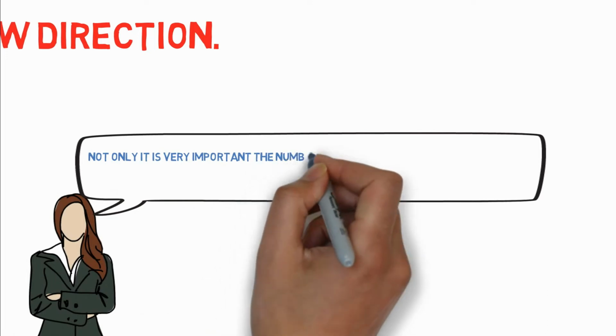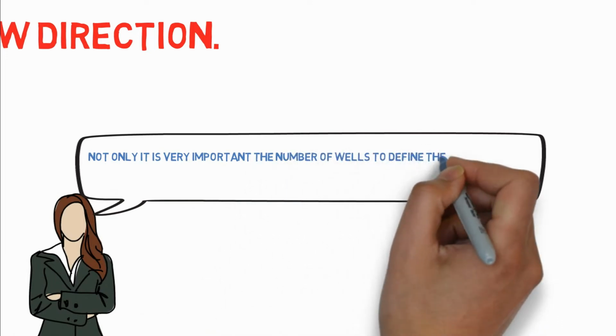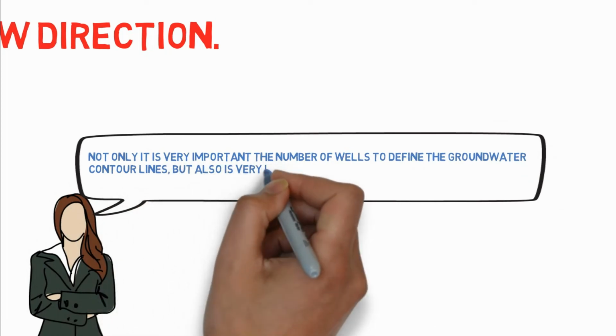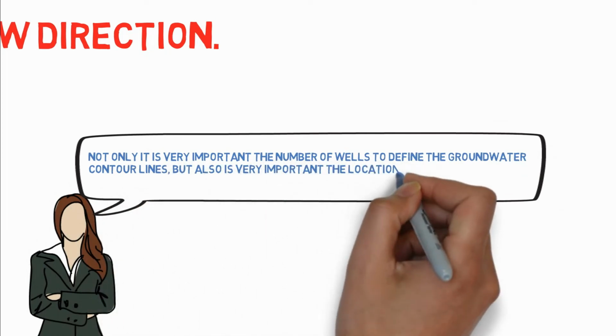Not only is the number of wells very important to define the groundwater contour lines, but also the location of the wells is very important to make the modelization possible.